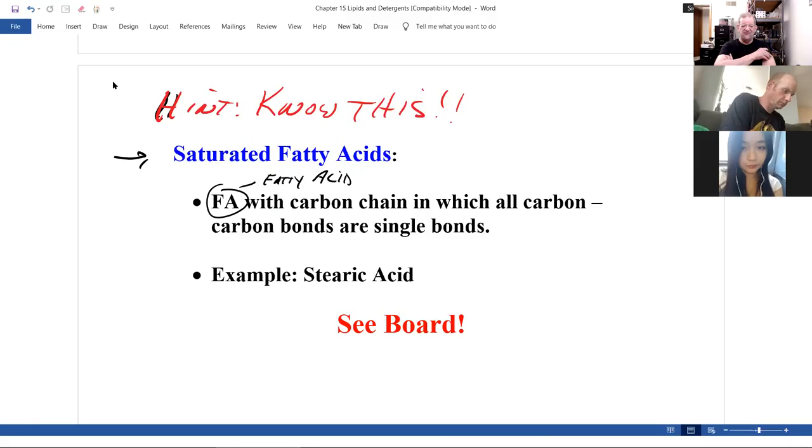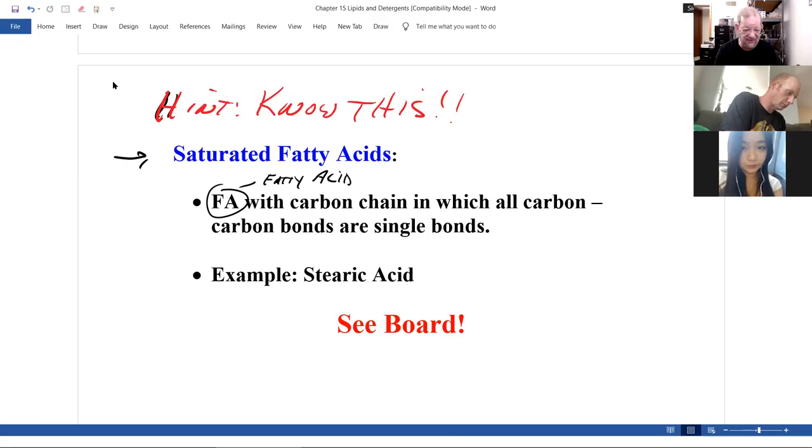Uh-oh. Having worked in the industry, FA means fatty acid. I'm sorry. I just noticed that. You do shorthand. I was good about quaternary ammonium salts. I'll try and stay good with fatty acids.